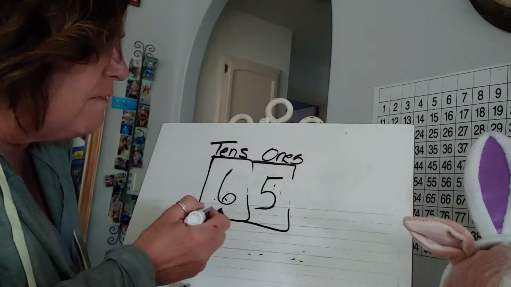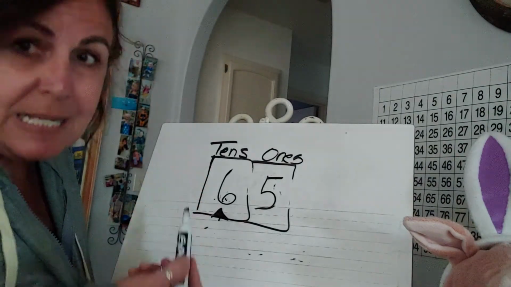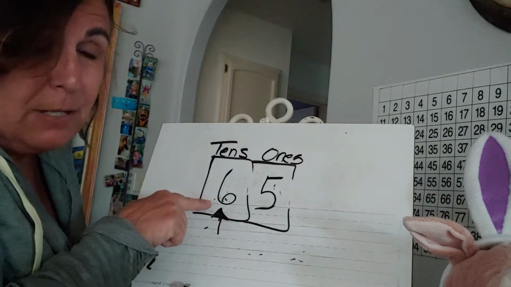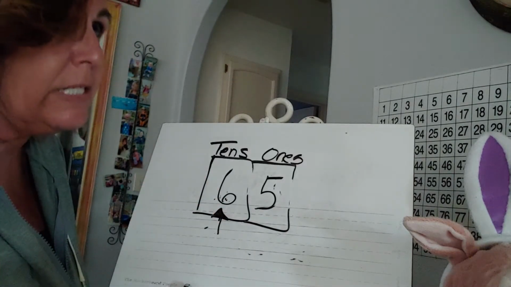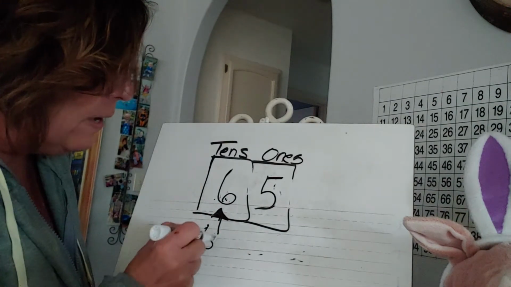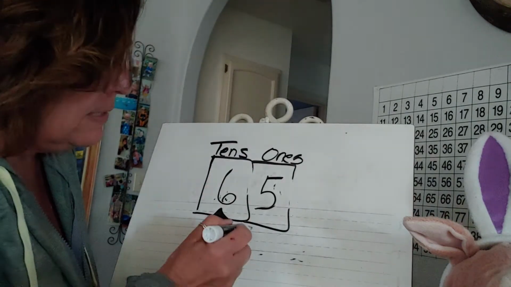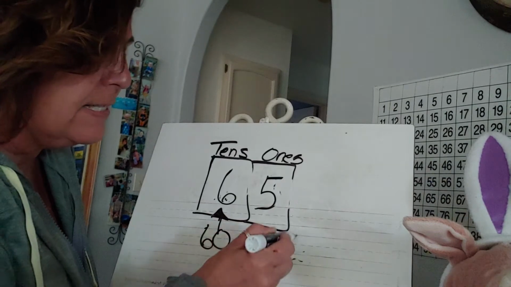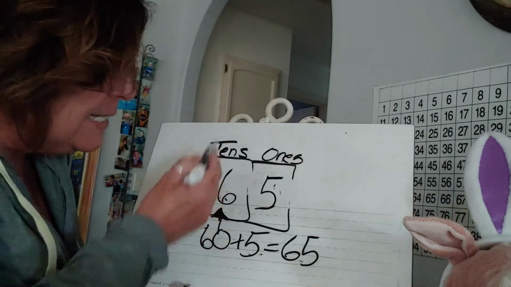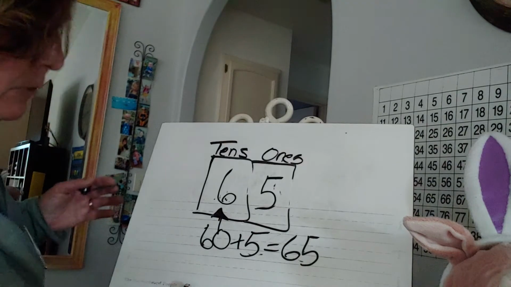So again, what is the value of this 6? Is it only 6? No, it's sitting in the tens place. So we have to count by tens 6 times. So let's do that. 10, 20, 30, 40, 50, 60. So that 6 has a value of 60 plus the 5 in the ones box. So the 60 plus the 5 gives us the number 65. So whatever's in the tens side, you have to count by tens that many times and you'll get the right answer.